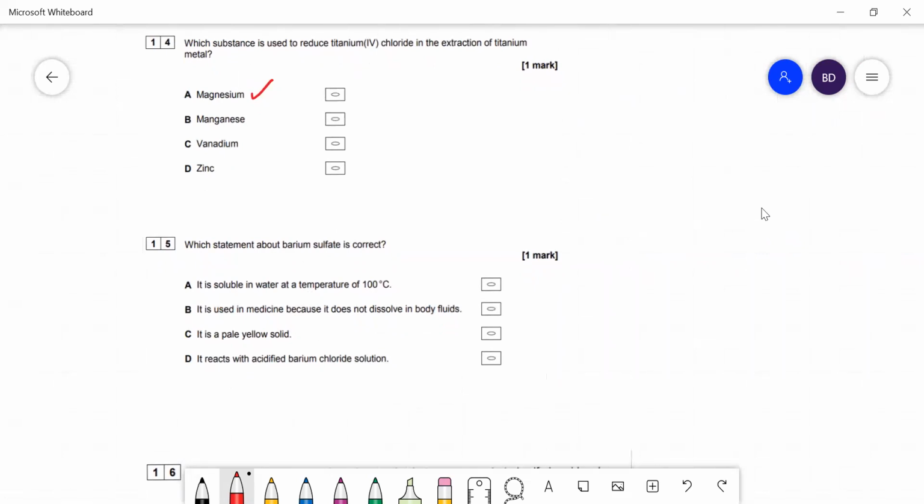Which statement about barium sulfate is correct? Now, barium sulfate is very, very insoluble. Okay, so it's not soluble in water, is it? That's the whole thing about barium sulfate, is insoluble. It's used in medicine because it doesn't dissolve. That's right, because it's toxic. Barium ions are toxic, but it doesn't matter because it won't dissolve. It's not yellow. Most group 2 solids are white, and it won't react with barium chloride. So B is the right one.